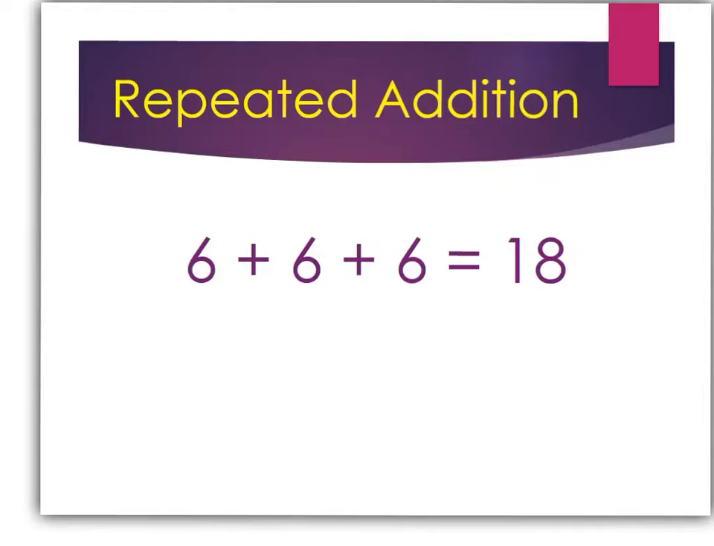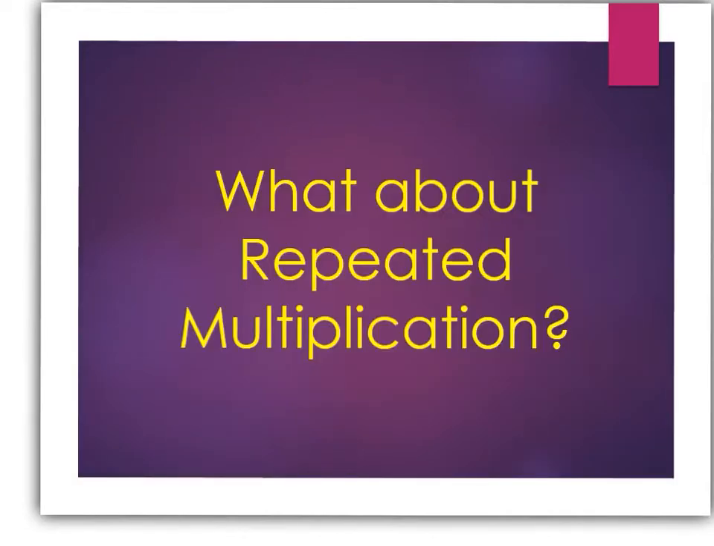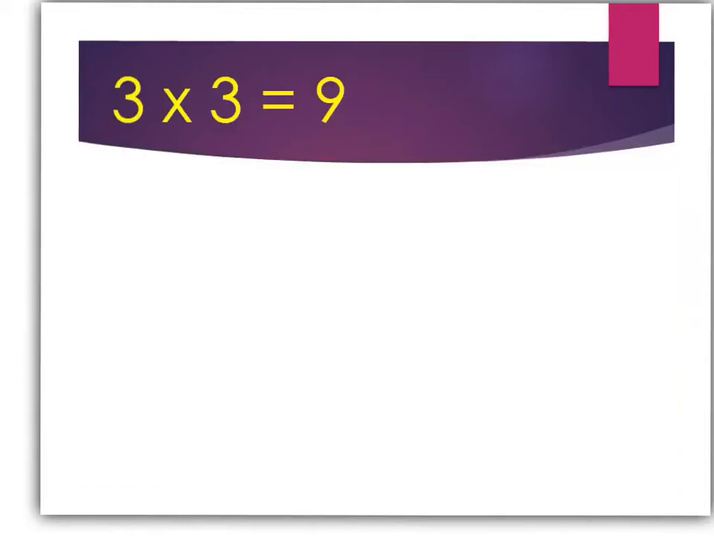Here's another one, where you have 6 added to itself 3 times. 6 plus 6 plus 6 is 18. But written as a shortcut, we can use multiplication, where 6 times 3 equals 18. But have you ever heard about repeated multiplication? Repeated multiplication is when the same number is multiplied by itself.